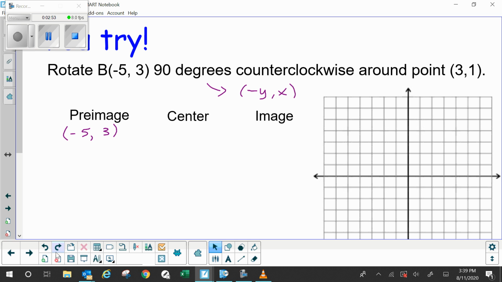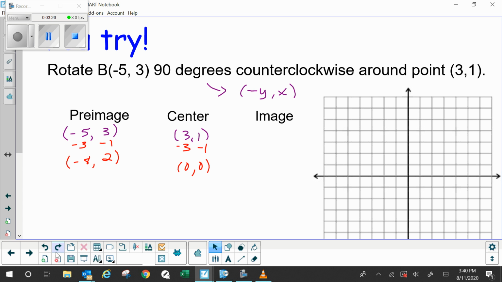Okay, so your pre-image point is at -5, 3. You're rotating around the point 3, 1. Okay, so we want to cancel those numbers out. We want to make the center 0, 0. So you're going to subtract 3 and subtract 1. That's going to give you your center now is at 0, 0. So what you did to your center point, you have to do to your pre-image point. Subtract 3 from -5, subtract 1 from 3. -5 minus 3 is -8. And then 3 minus 1 is 2.